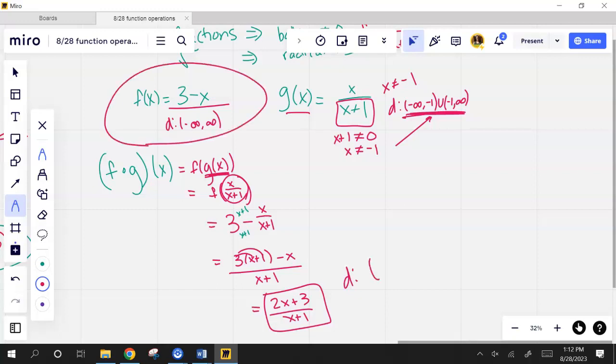If this domain is negative infinity to infinity, this domain leaves out -1, and the only thing happening in my new function is I need to leave out -1. Then what do they all share? It's just leaving out -1.